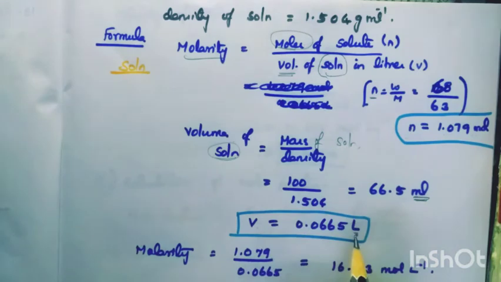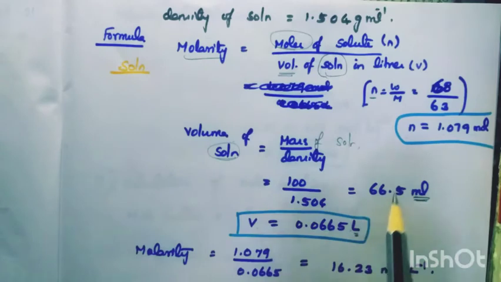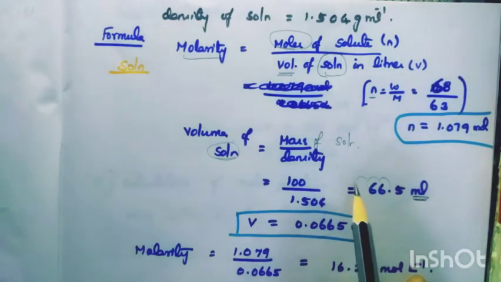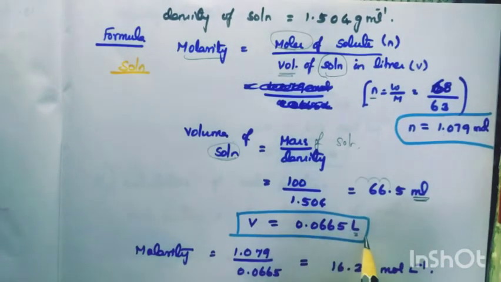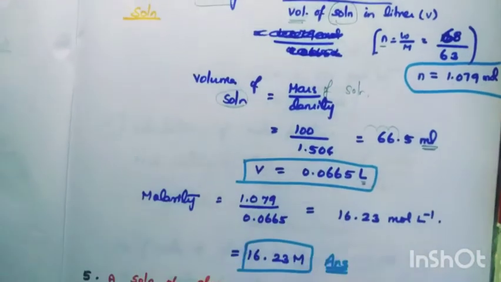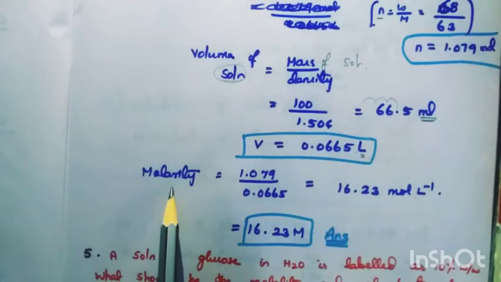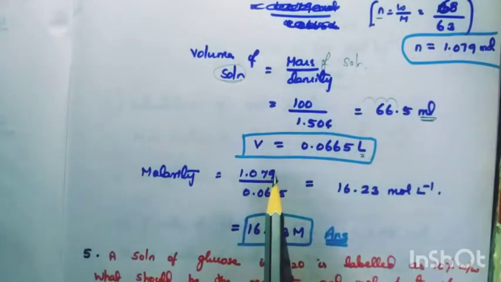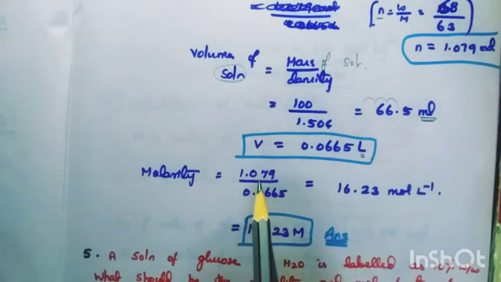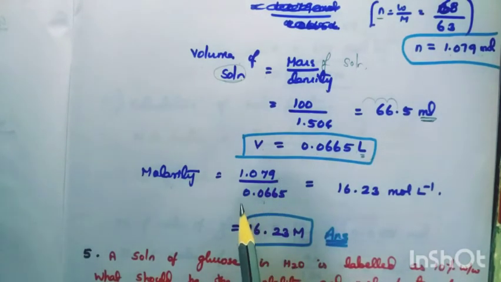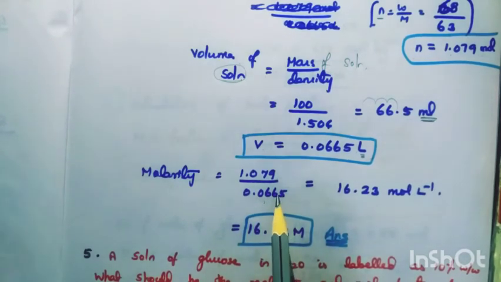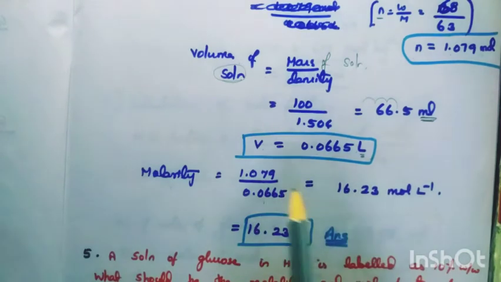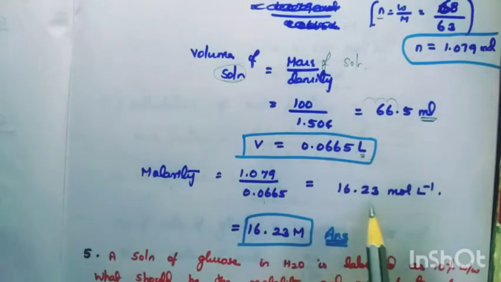Volume should be written in liter. So how will you convert this? Into 10 power minus 3. 1, 2, 3. So 0.0665 liter. Now we are able to calculate the molarity. We have the volume and we have the moles, so we can directly substitute. Number of moles by volume. Number of moles is 1.079 and the volume is 0.0665. If you divide these values, we get 16.23.